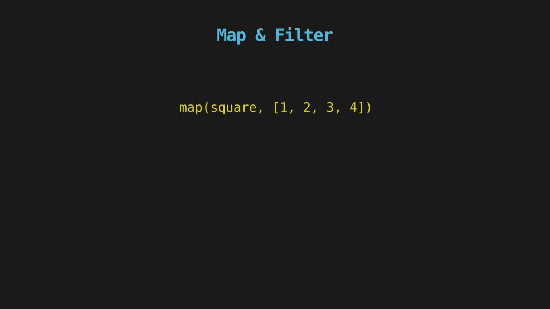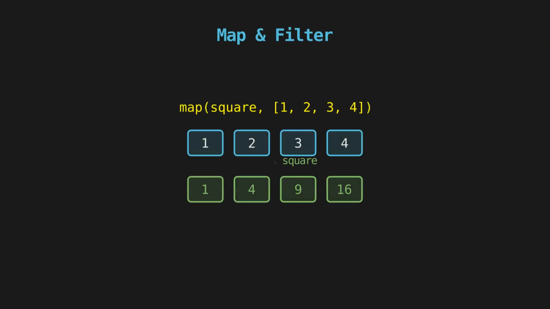This pattern is everywhere. Map takes a function and a list, and applies that function to every element. Map with square and 1, 2, 3, 4 gives you 1, 4, 9, 16. Filter keeps only elements where a function returns true. Filter with is even and 1 through 5 gives you 2 and 4. You're passing functions as arguments. That's the pattern.